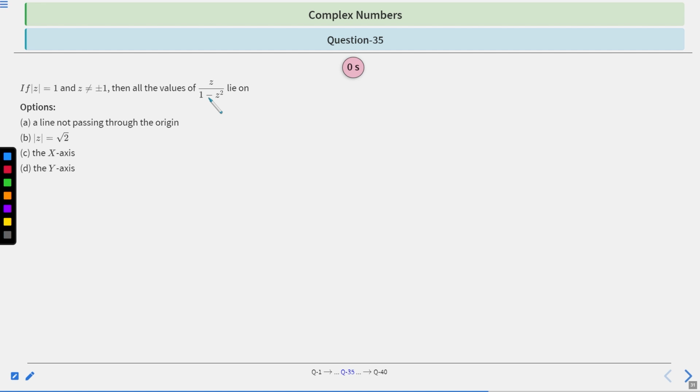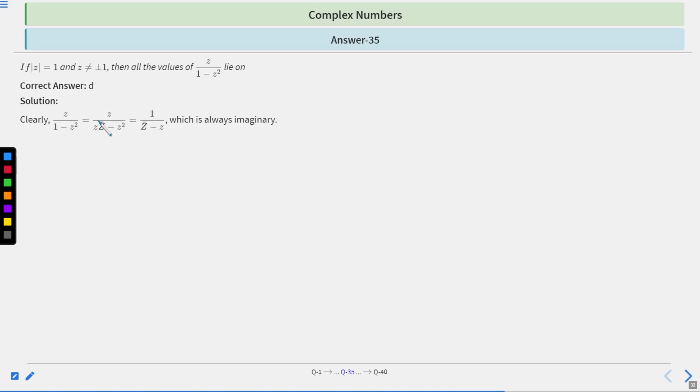Okay, let's discuss the solution. If mod z is equal to 1, right? Now, this term z upon 1 minus z square can be written as this, and 1 can be written as, since mod z is equal to 1, right? Mod z is equal to 1. So after squaring it, we are getting z z bar is equal to 1, right? So 1 can be written as z z bar, right? So z upon z z bar minus z square.